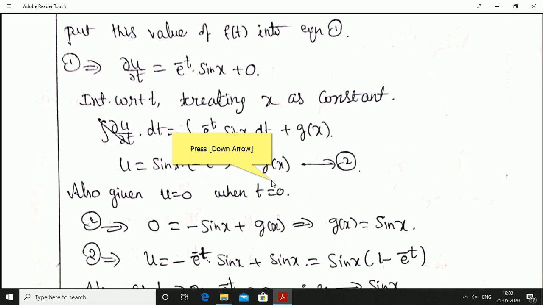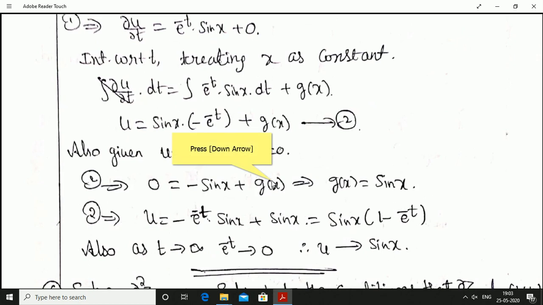Now, we'll apply the next condition. They have given u equal to 0 when t equal to 0. If I substitute u equal to 0 when t is equal to 0 in equation 2, it takes the form 0 is equal to, e power 0 is 1, 1 into sin x into minus 1 is minus sin x plus g of x. It gives us g of x is equal to sin x. Substitute the g of x value into equation 2. It takes the form u is equal to minus e power minus t into sin x plus sin x, or else sin x into 1 minus e power minus t. This is the solution.